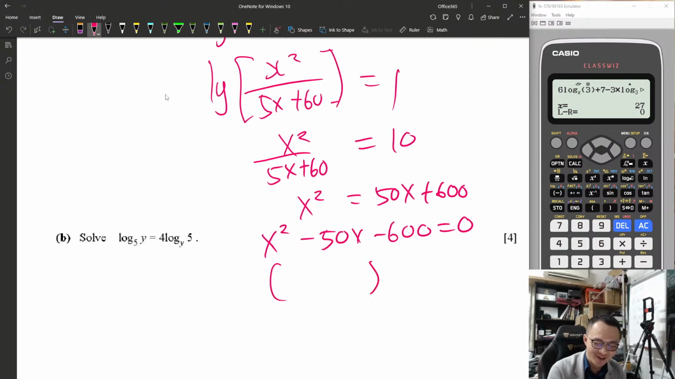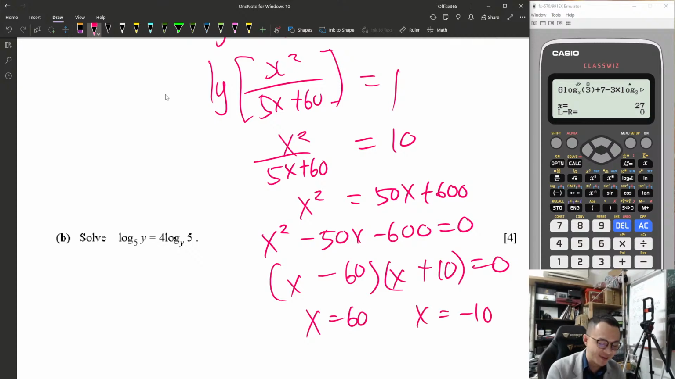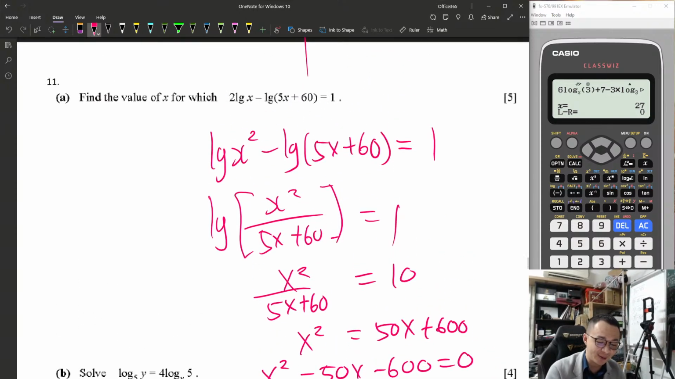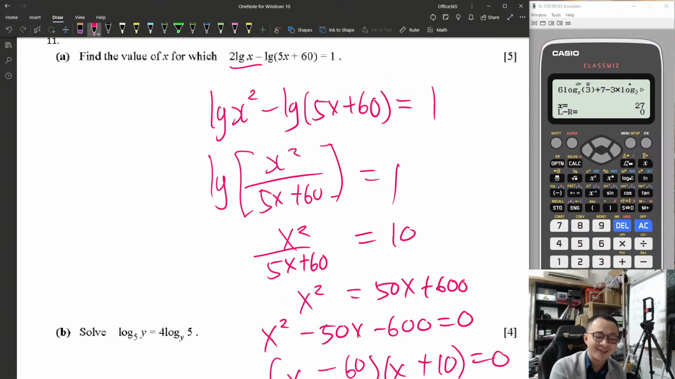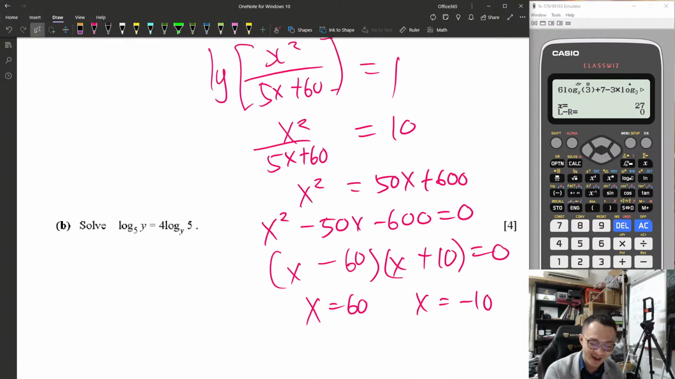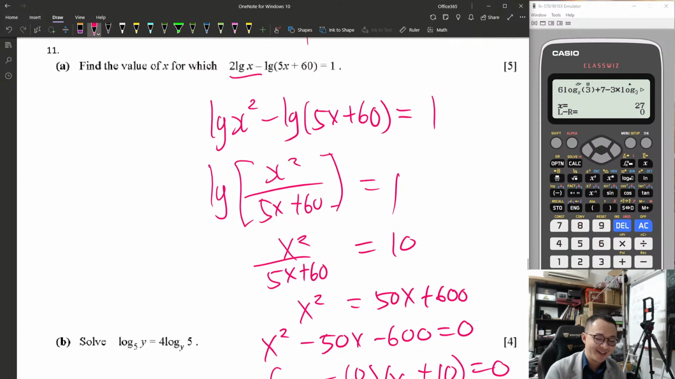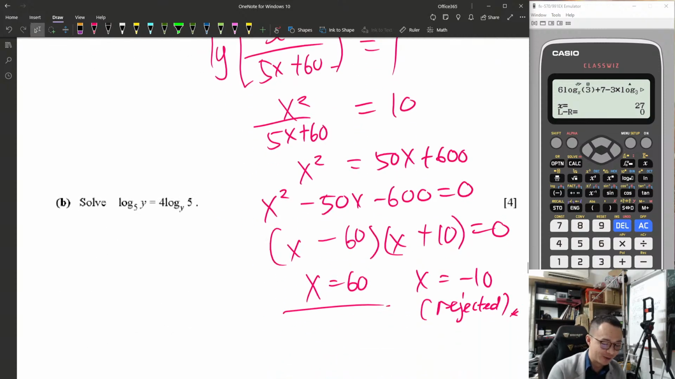Let's see how fast I can solve this question. Yeah, still fine. I believe it's 60 and 10, right? Yeah, minus and plus. Then x equals to 60 or x equals to negative 10. See, negative 10 cannot be inserted in, because we have log x, isn't it? So if I insert negative 10 into it, you get math error. So this one is rejected. Then you only have one answer, which is 60. Easy. 5 marks. Wow, not bad.